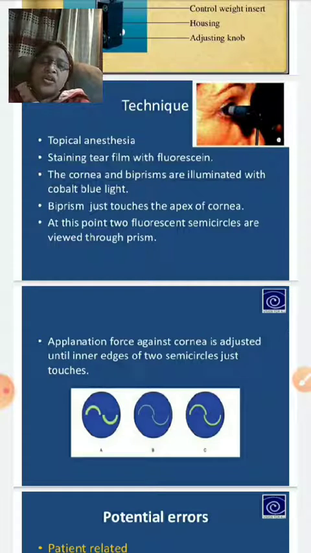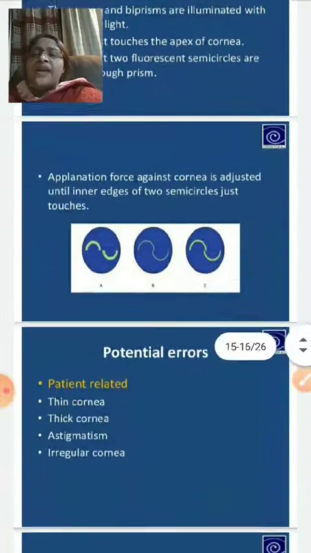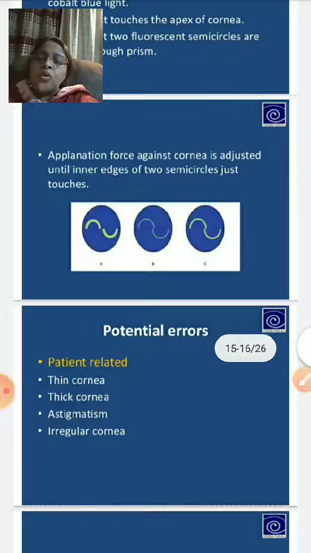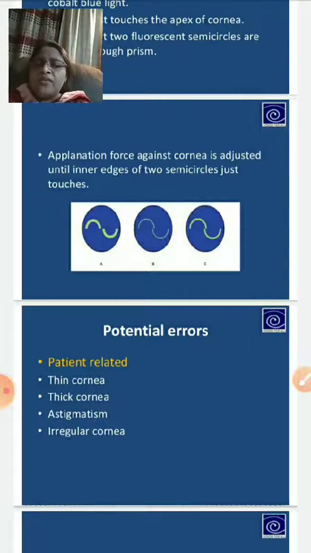Suppose the calibration comes at 1.2 where the circles meet. So 1.2 multiplied by 10 gives us 12 millimeter of mercury. In this way, the intraocular pressure is calculated. What are the errors? Now, a scarred cornea, thin cornea, astigmatism do not give good estimations of intraocular pressure because they give irregular mires. Those semicircles we get on the cornea are called mires. So in case of an unhealthy cornea, we get irregular mires and a false estimation of the intraocular pressure.